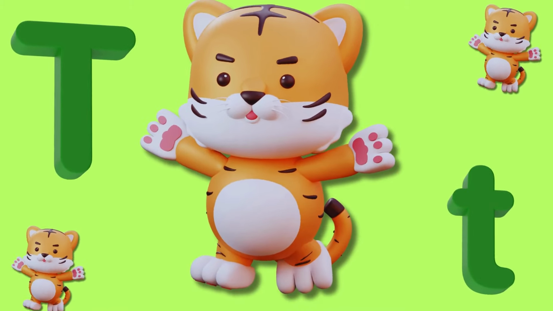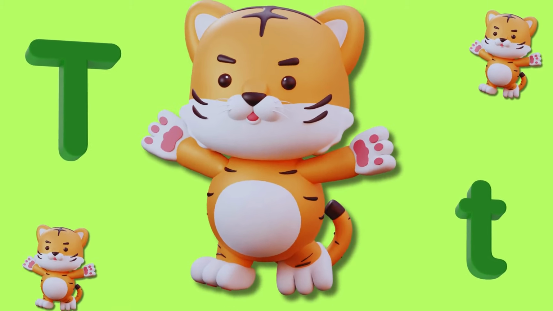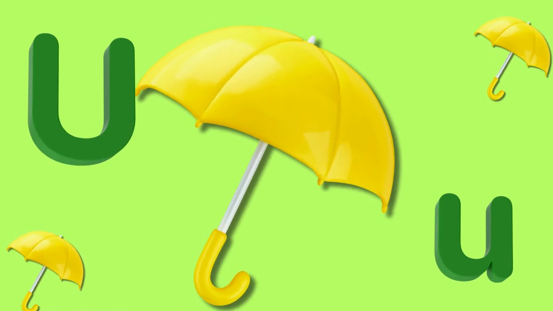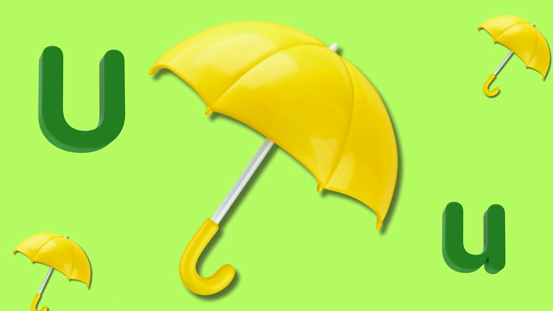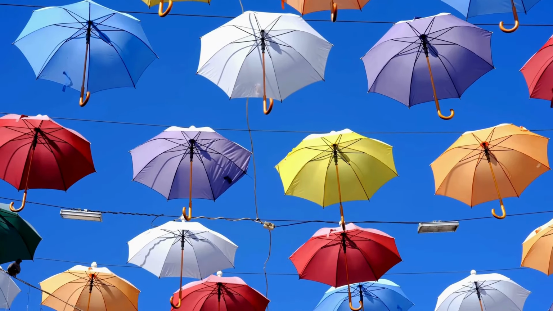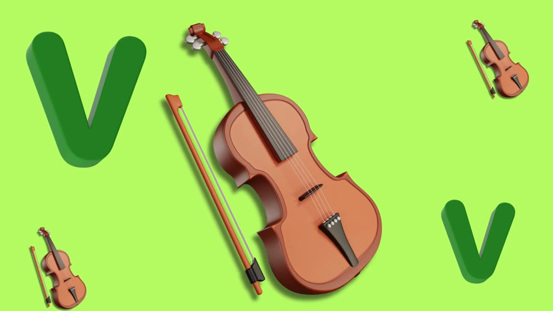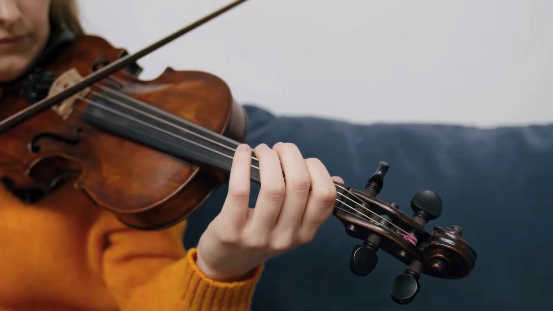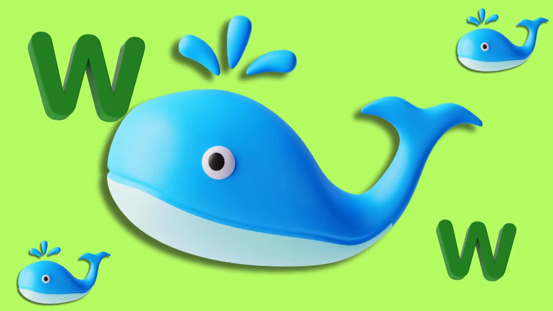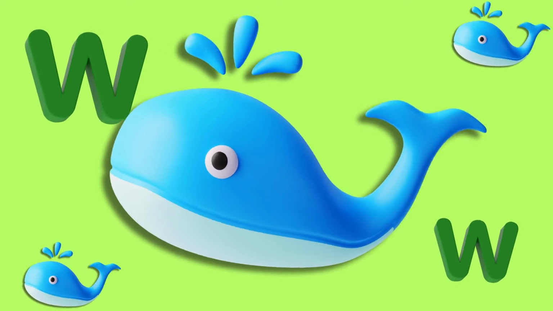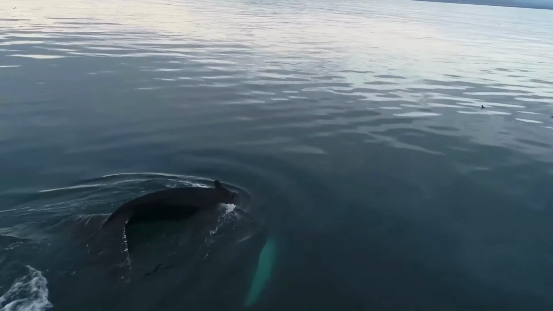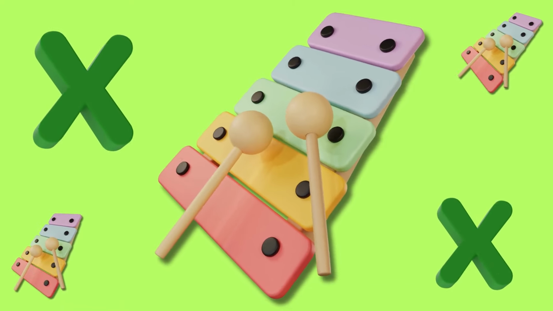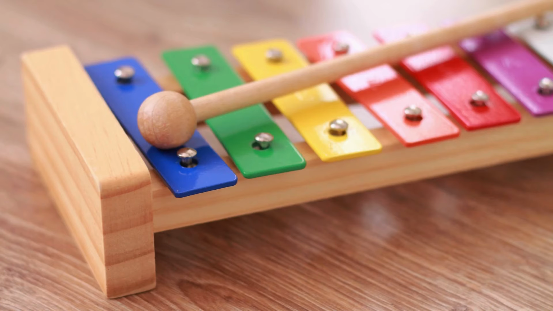T is for tiger, t, tiger. U is for umbrella, a, umbrella. V is for violin, v, violin. W is for whale, v, whale. X is for xylophone, z, xylophone.